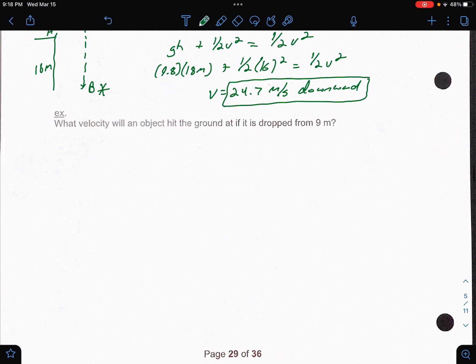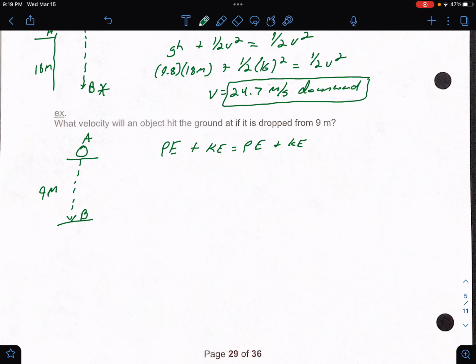So next example, it says, what velocity would an object hit the ground if it is dropped from 9 meters? I'm going to do a little drawing here. I have my ball and I'm going to drop it until it hits the ground, and my height was 9 meters. This is point A, this is point B. So at point A, let's do our PE plus KE equals PE plus KE.